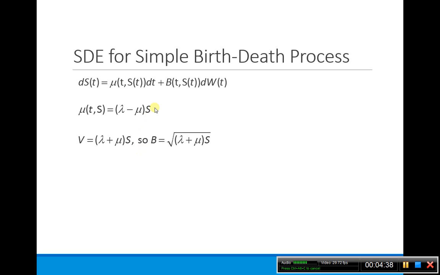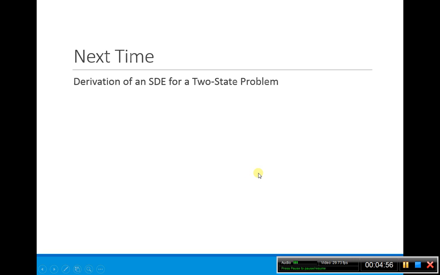Here we had our general form, we had the mu that we found, and we had the b that we found. We can put it all together, and for our simple birth-death process, we have ds is equal to our mu times dt plus our b times dW. Next time we're going to derive a stochastic differential equation for a two-state problem, which gets a little more complicated, but following the simple steps that we followed for this one-state problem, it should be easy to do.